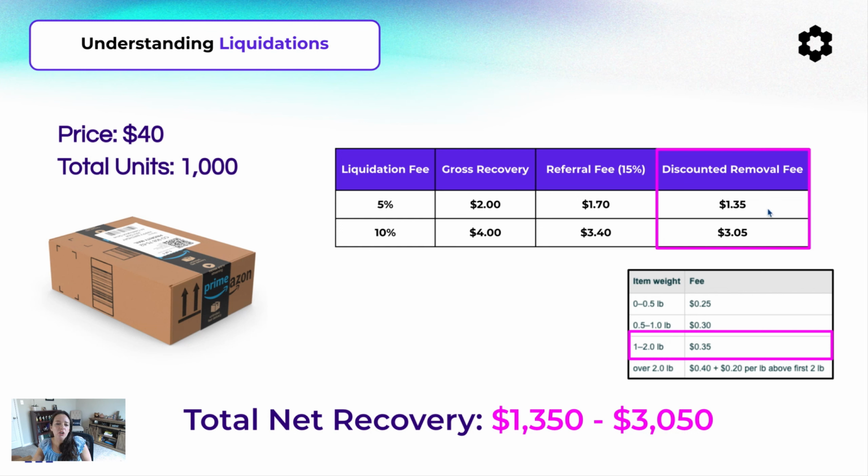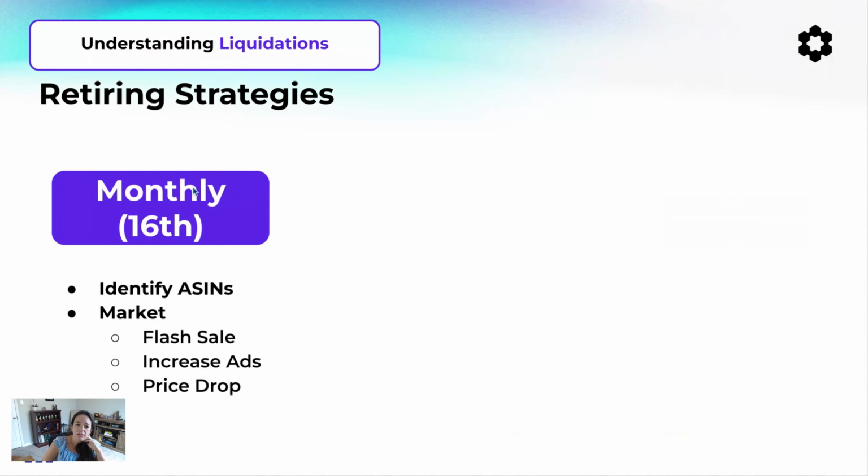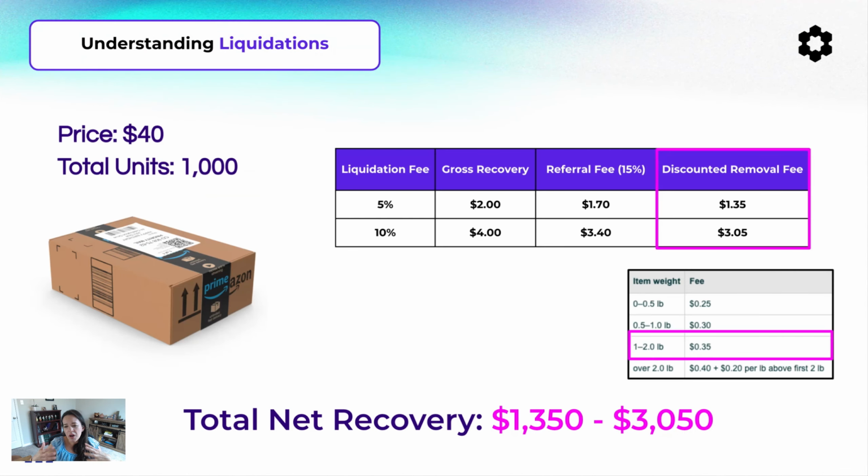And then Amazon charges a removal fee on top of that. Here's the removal fee chart. And so what I end up with is between $1.35 and $3.05. So my total recovery is between $1,350 and $3,000 for this 1,000 units. So it's just a quick understanding of how liquidations work based on Amazon's policy.